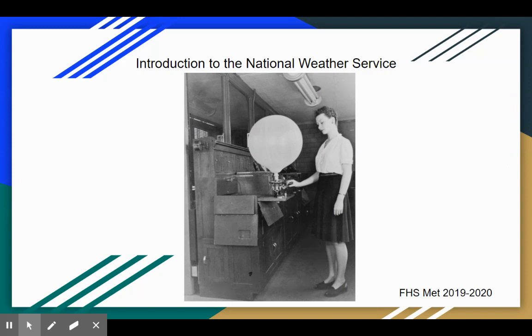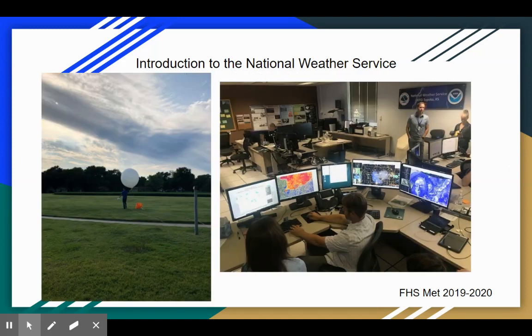Here's an old picture of a balloon launch. We'll talk a little bit about balloon launches later on this semester and how those balloons are used to collect data. And then here's a more present picture of a balloon launch. This one's from Topeka, Kansas, the National Weather Service in Kansas.